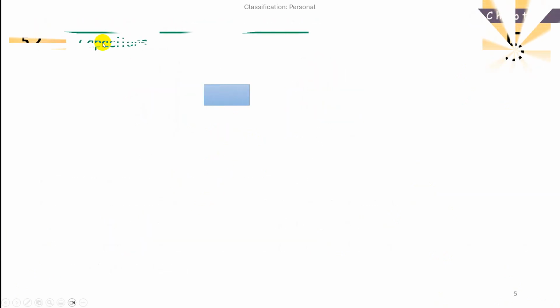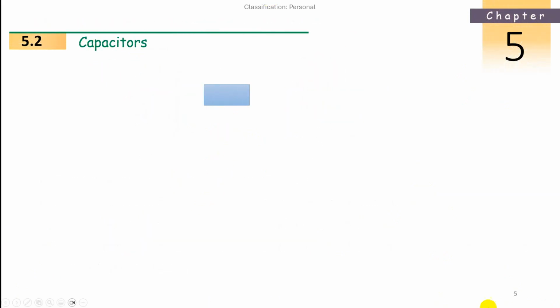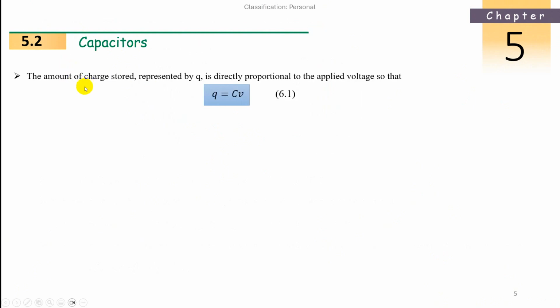Okay, so next, see the equations. Now we have to form the mathematical equations. The amount of charge stored: on the positive plate, plus Q is stored, and on the other plate, minus Q is stored. One plate holds negative charge and the other holds positive charge. So what is the amount of charge? The amount of charge is represented by Q.